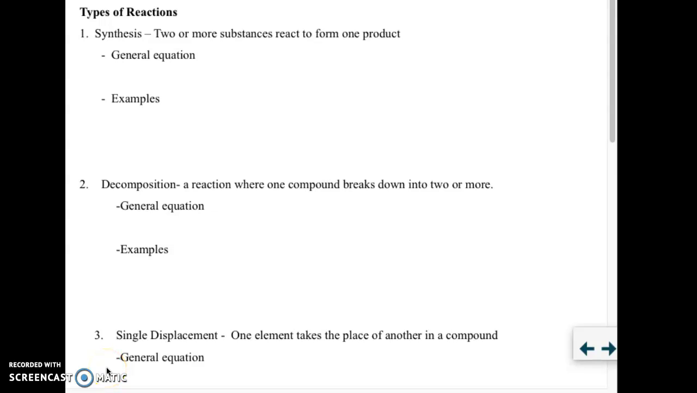All right, you guys, so we're going to be talking about types of reactions here, and there's 6 types of reactions that we're going to talk about. Type number 1 is called a synthesis. It's when 2 or more substances react to form one product.